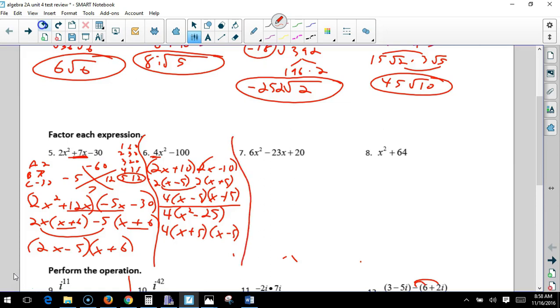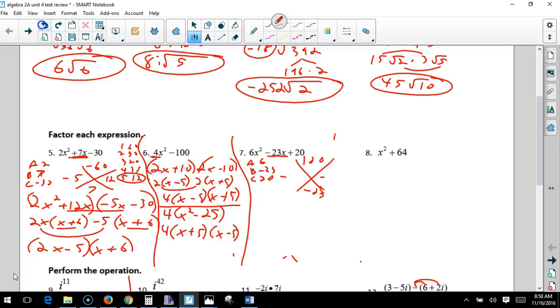Okay, so number 7, ABC method. 6, negative 23, and 20. 6 times 20 is 120, and this is negative 23. Now since the 120 is positive, that means you're going to add up to this number. Since it's a negative, they have to both be negative numbers.